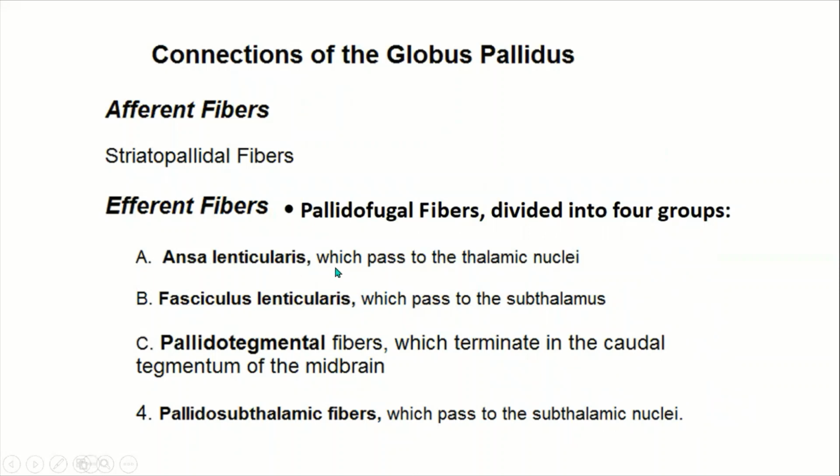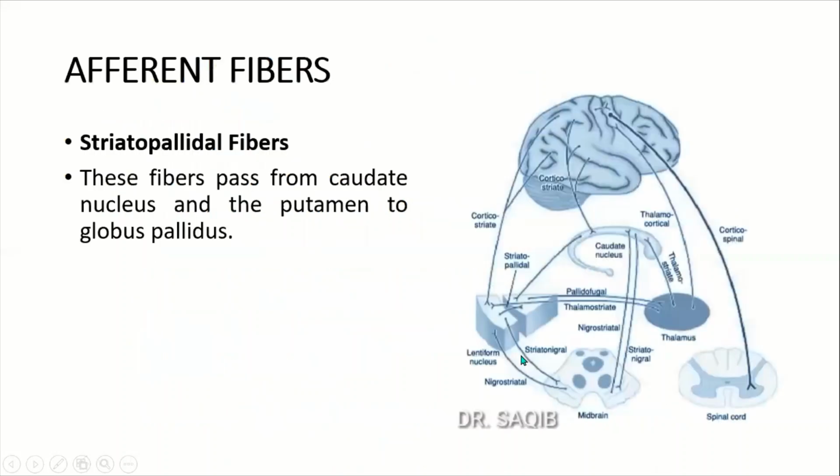First is the ansa lenticularis, which passes to the thalamic nuclei. B is the fasciculus lenticularis, which passes to the subthalamus. And C is the pallidotegmental fibers, which terminate in the caudal tegmentum of the midbrain. And number 4, the pallidosubthalamic fibers, which pass to the subthalamic nuclei.